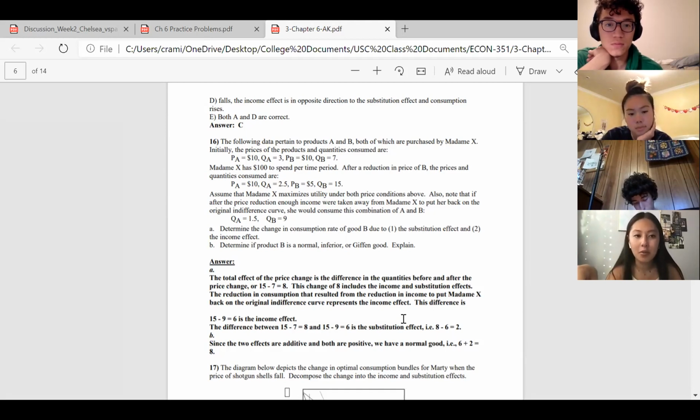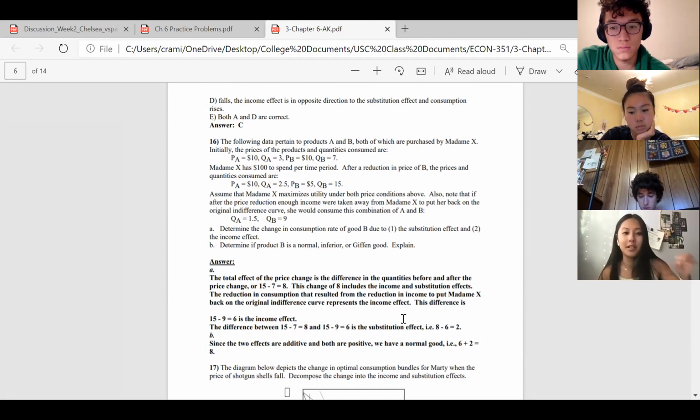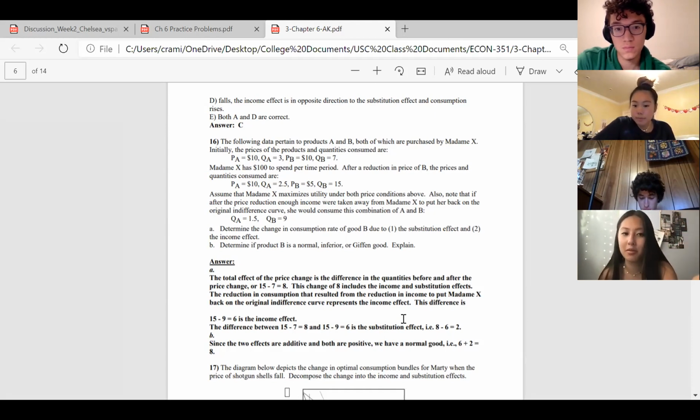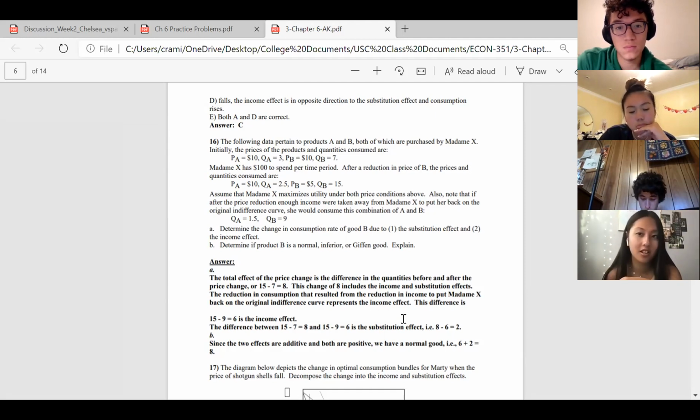Then the income effect would be after the substitution. After you did the substitution effect, you're on the same utility curve, which is at 9. Since it's an income effect, the utility is changing, so you're going to a higher utility, which means it's the new QB, which is 15. So I did 15 minus 9, which is 6. The income effect would be 6 because the utility changed. And then the total effect of the price change would just be that 2 plus that 6 that we found.